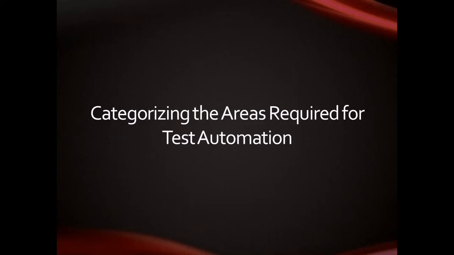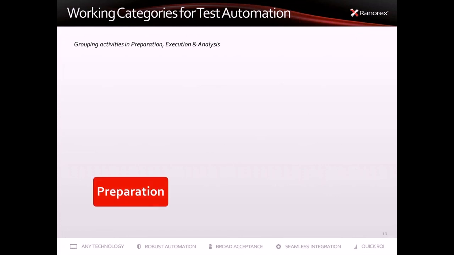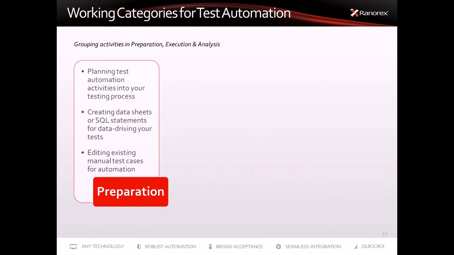All right, categorizing the areas required for test automation. These are grouped into activities for 3 areas: preparation, execution, and analysis. So within preparation, planning your test automation activities into your testing process. What does that mean? You have an existing test process. How do you have your test automation activities just seamlessly flow in? Creating data sheets or SQL statements for data driving your tests. How can you immediately provide value by knowing the data in your system under test and giving that to the test automation professional?